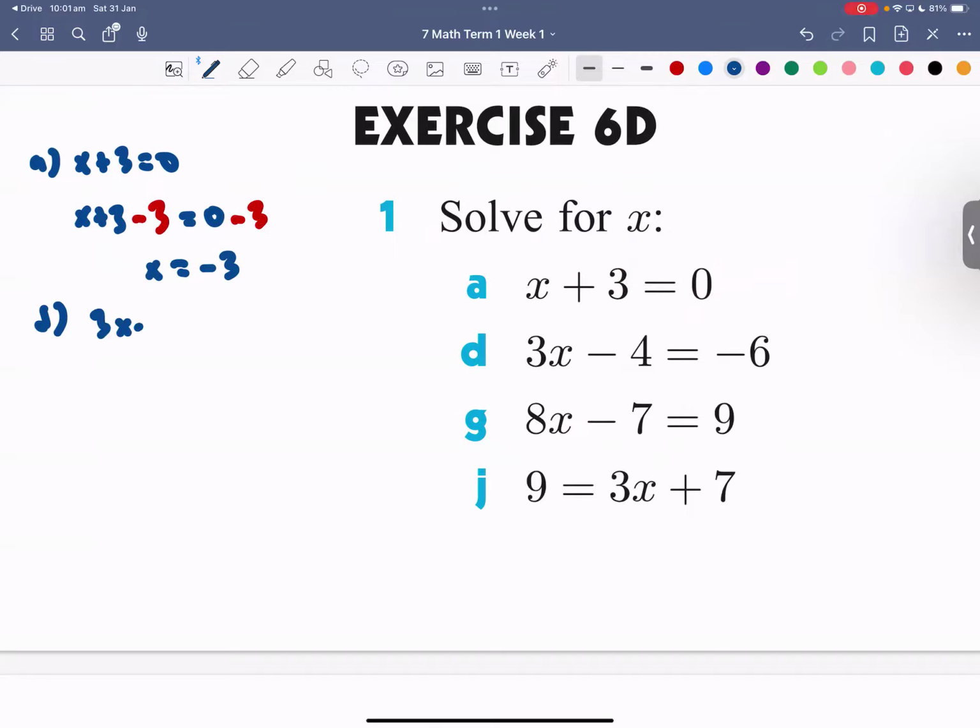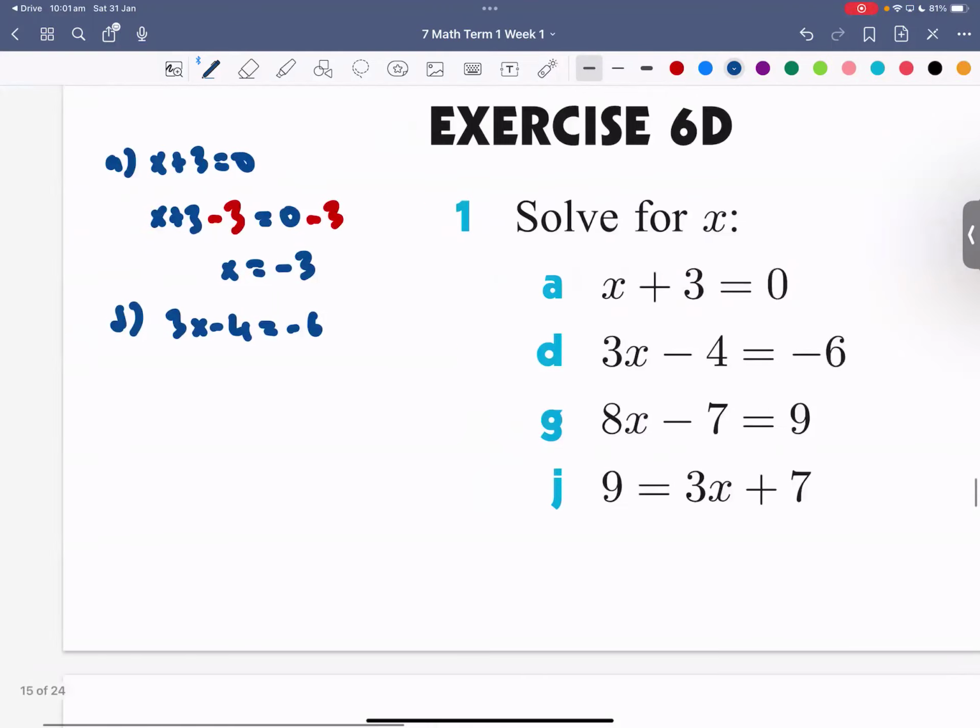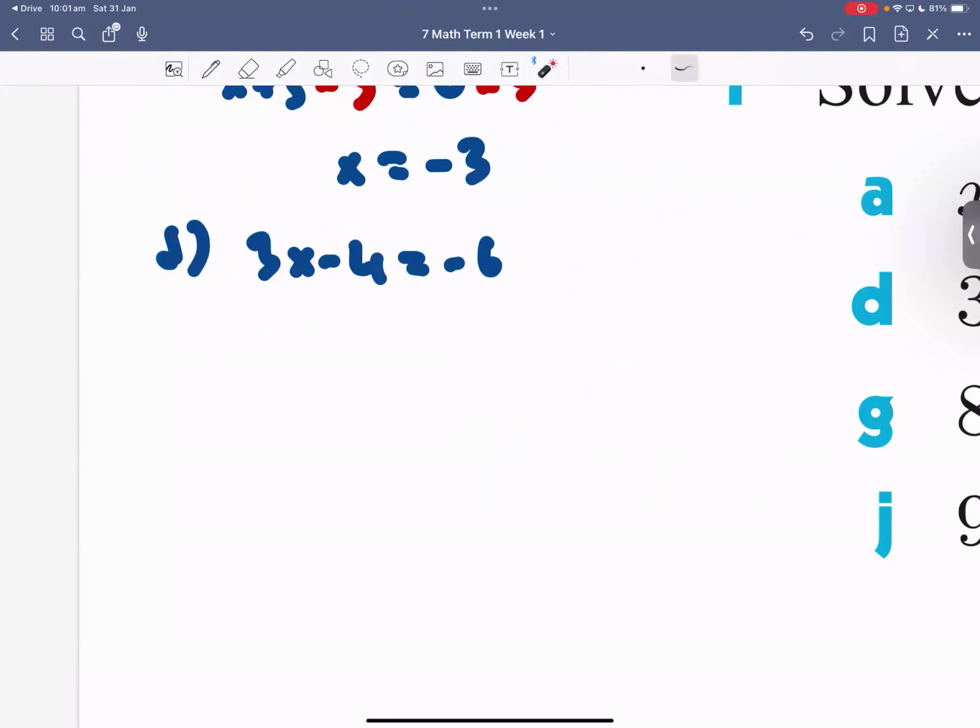All right, guys, what do you have to do to isolate the x? What's the furthest most away? And this doesn't count. That's on the other side of the equation. So what do you have to get rid of here first? The negative 4. Everyone agreed you got to get rid of the negative 4?